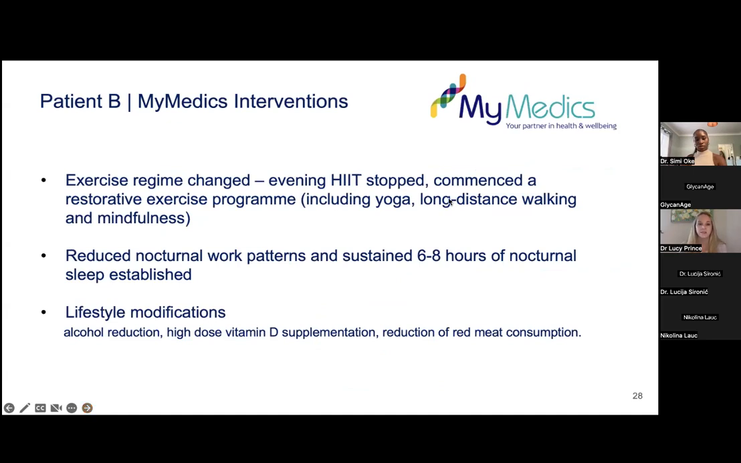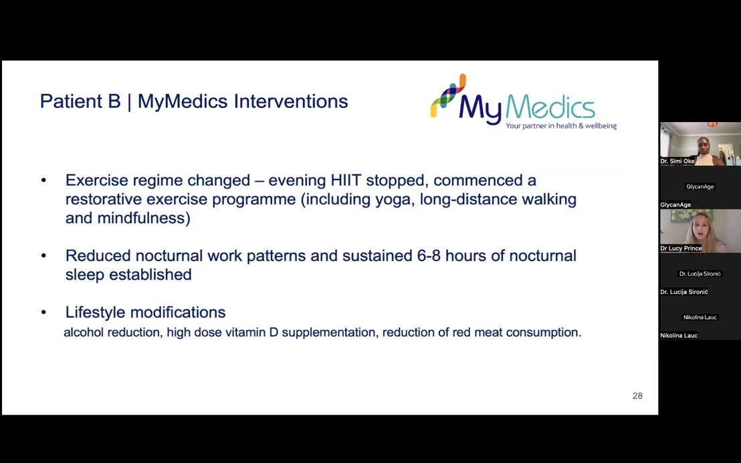And these were some of the measures that we implemented. Completely changed her exercise regime. We switched from an evening high intensity impact training program and focused much more on a restorative exercise program: yoga, long distance walking, and we changed the timing of that, crucially, to being many hours before she would be sleeping. She did also change her nocturnal work patterns in that time to enable her to have more nocturnal sleep, which I think also helped.